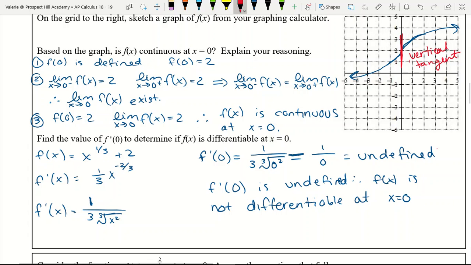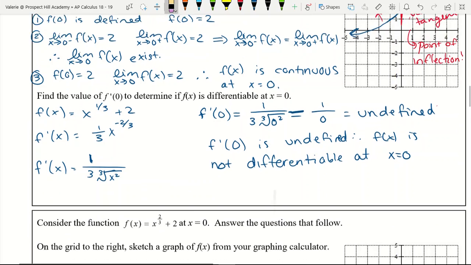And so another word for this is a point of inflection. Okay, and a point of inflection is when a graph changes from one concavity to another. So this was originally concave up, and then it changed to concave down. So because it changed concavity, that's also considered a point of inflection, which is a vertical tangent, which means that we are not differentiable at that point.